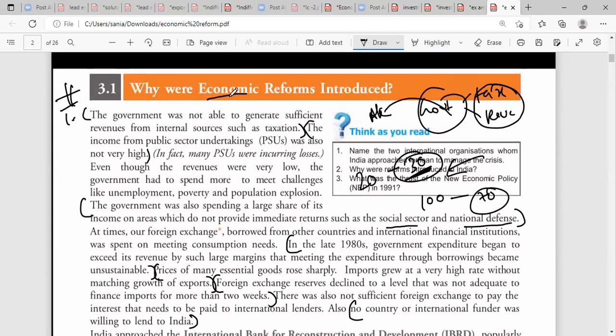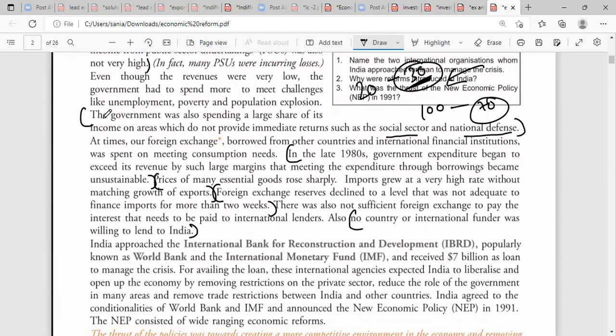Okay, so now we are again going to discuss it. Why was economic reform introduced? First, the government was not able to generate sufficient revenue from internal sources such as taxation. Second, the income from the public sector was not good. Next, the government was spending a large share of its income on areas such as the social sector and national defense. Next, in the 1980s, government expenditure began to exceed the revenue. Its expenditure became more and revenue became less, and it was so low that it was not even possible to meet it by taking loans.